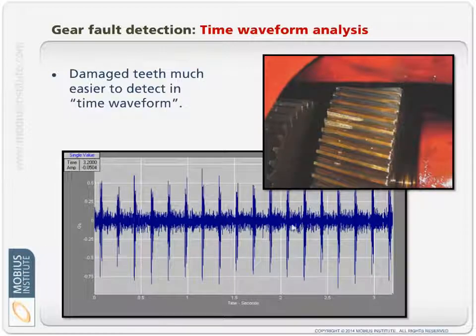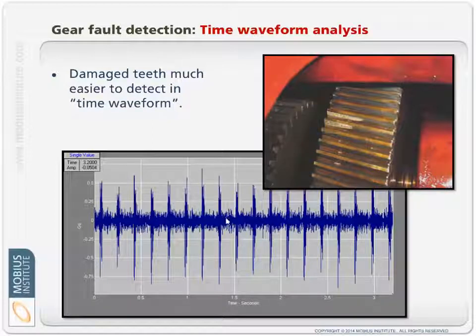Coming back to this time waveform we were looking at before, this was the situation. Every time these 2 damaged teeth came through the mesh, we got this spike of vibration. All these other teeth are healthy, well lubricated for now, or healthy for now, it just depends on what happened to the chunks of metal and so on. But when the bad teeth come through, we get the spike. The good teeth, the bad teeth, the good teeth, the bad teeth. This tells us exactly what's going on.